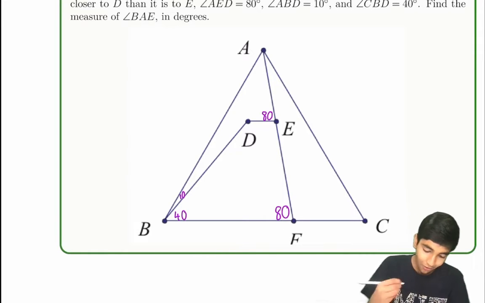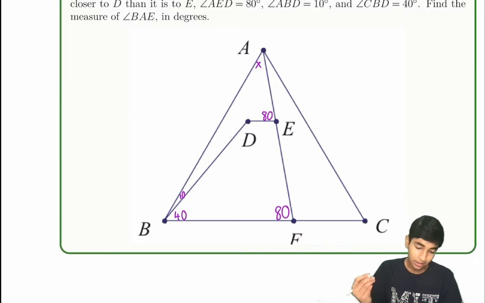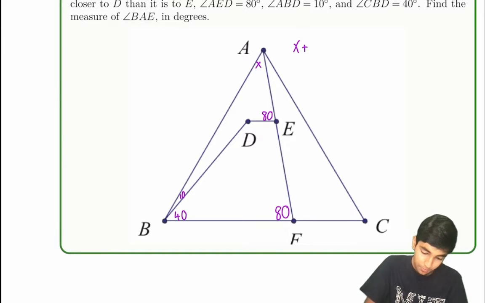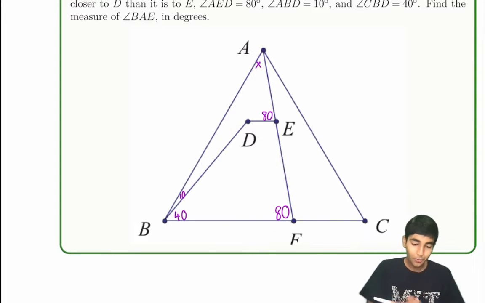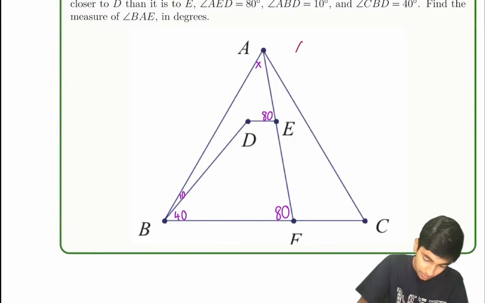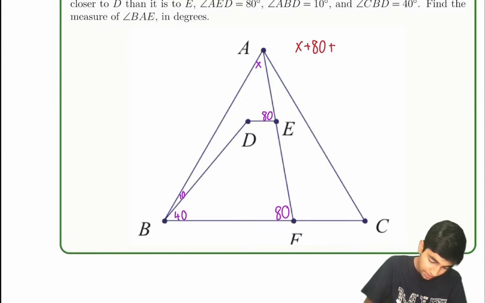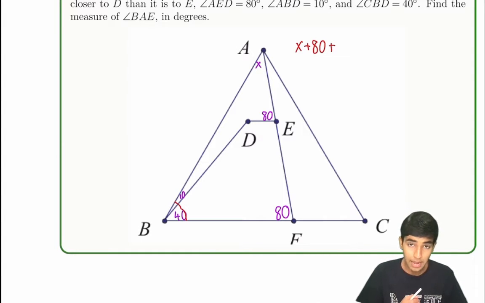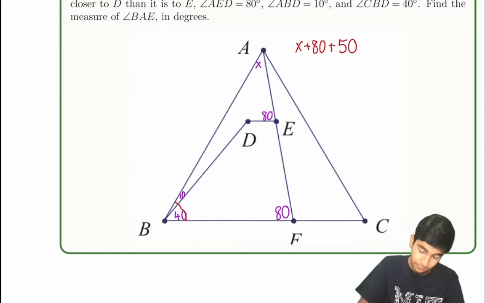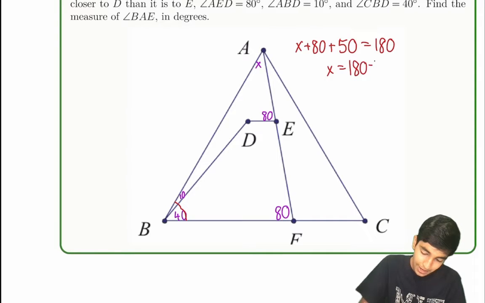BAE. Now, let's call that angle x. Notice how this angle here is part of this triangle. So we have x plus 80 plus this angle, and that angle is just 40 plus 10, which is equal to 50. That's equal to 180. So x equals 180 minus 130, which is 50 degrees.